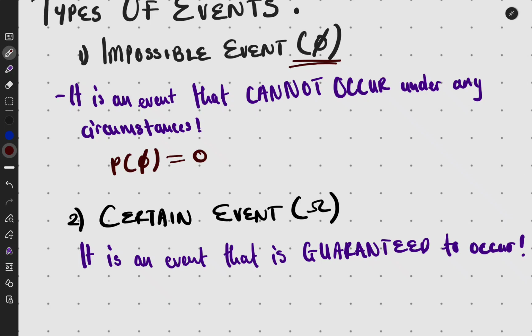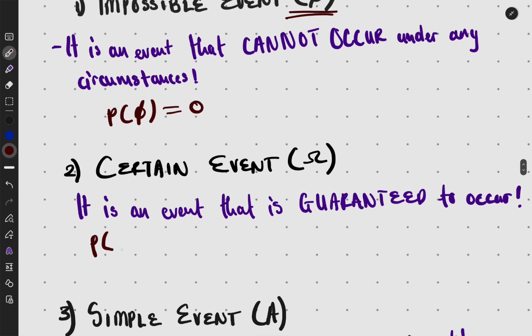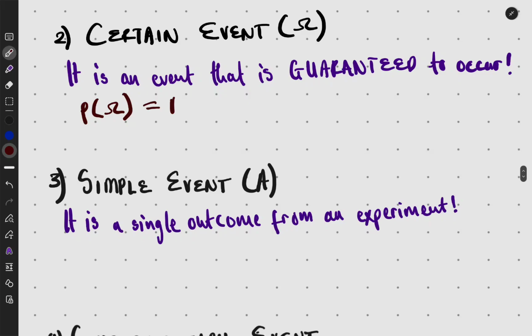Then a certain event is an event that is guaranteed to occur. It is always going to happen. We use the sample space sigma. It has a probability of 1. That is when you know for sure that an event is going to happen, then the probability is going to be 1, you're guaranteed.